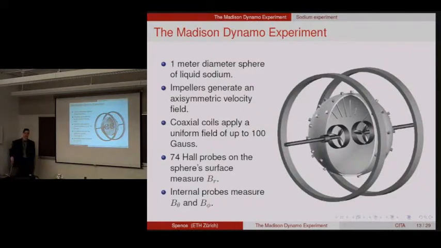For magnetic measurements inside the sphere, you have to be a little more careful. Liquid sodium, for those of you who remember your high school physics class, reacts very violently with water, so you've got to be careful. Because you're a big bag of fuel for a fire, you don't want any accidents to happen. But if you're careful, you can stick probes inside your sphere, and you can measure the B phi or B theta components of the magnetic field that are inside the sphere to give you a complete picture of what the magnetic field is doing, at least inside the volume of the sphere that you're capable of measuring.